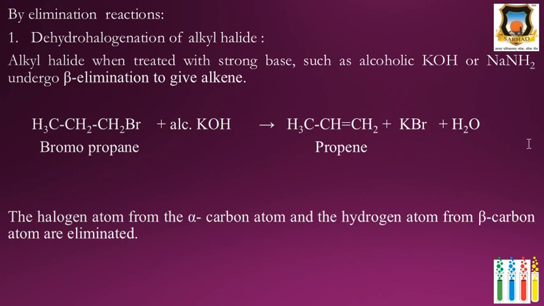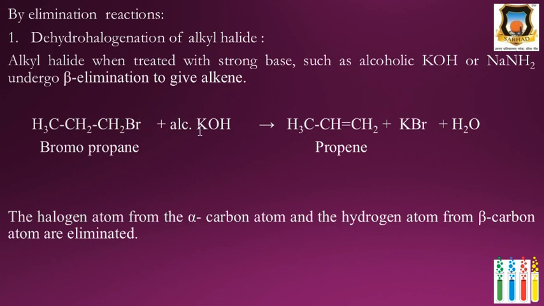Alkyl halide, when treated with strong base such as alcoholic KOH, that is potassium hydroxide, and sodamide, undergoes beta elimination reaction. That is, hydrogen from beta carbon is eliminated. Therefore, it is called beta elimination to give alkene. Here, this carbon is alpha carbon and this carbon is beta carbon. That is, beta hydrogen is eliminated and bromine from alpha carbon is eliminated. Therefore, it is called beta elimination.